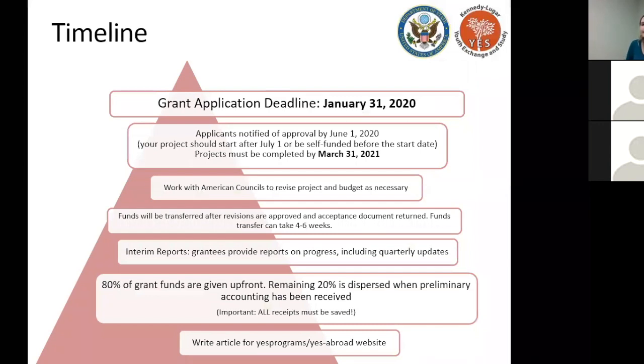Okay, a little bit about the timeline. So the grant application deadline is January 31st. If your application is approved, you'll be notified by June 1st, and your project could start as soon as July 1st and must be completed by March 31st of the following year, so March 31st of 2021. You will work directly with me to revise your project and budget.